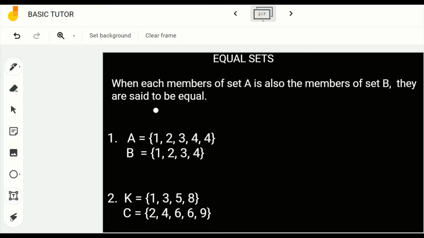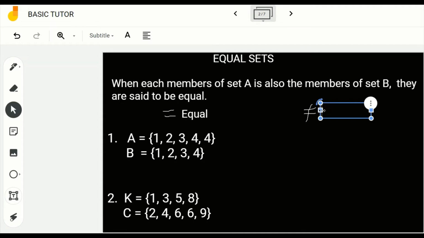The symbol we use when two sets are equal is given as this. This means that the sets are equal. When the sets are not equal, we use this symbol. This means that the sets are not equal. So we use this symbol for equal, and we use this symbol for not equal.